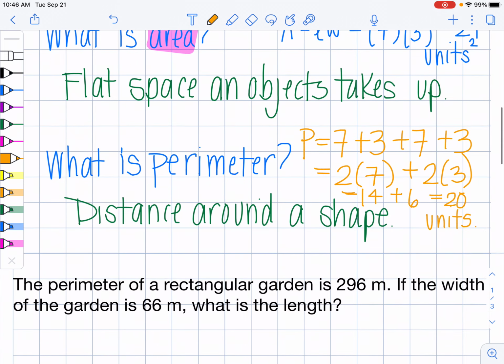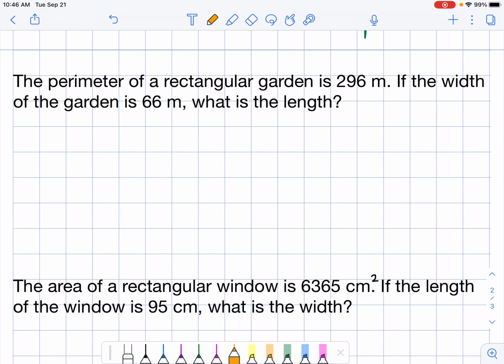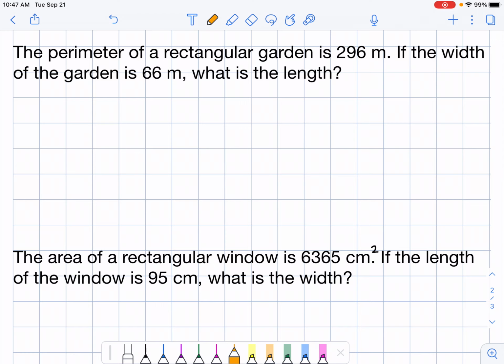So let's work on a couple problems. Let me move this down here out of the way. So it says the perimeter of a rectangular garden is 296 meters. If the width of the garden is 66 meters, what is the length? Okay, I'm really visual. I have to draw this out.